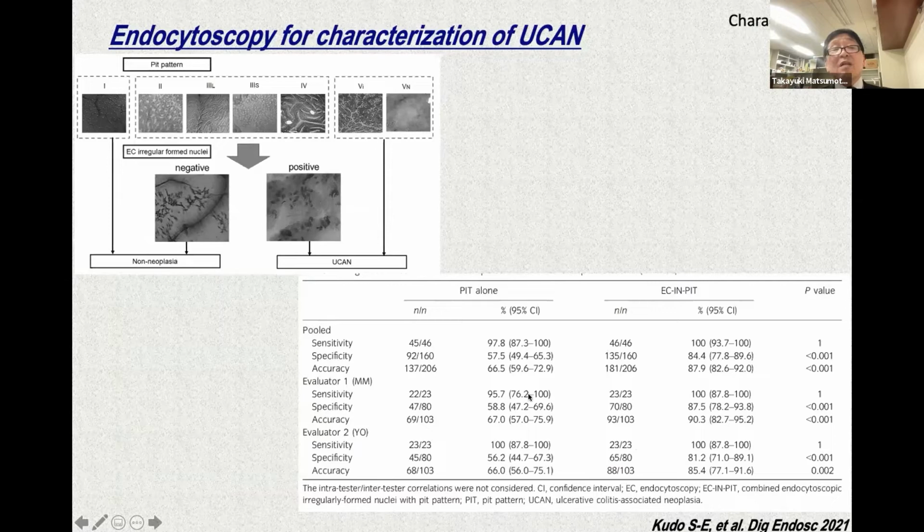Professor Kudo et al. tried to combine the pit pattern diagnosis and endoscopic diagnosis for the detection of dysplastic lesions in ulcerative colitis. As you can see in the slide, the combination of endoscopy with pit pattern increased the sensitivity and specificity when compared to pit pattern alone for the diagnosis of dysplastic lesions. This finding needs further validation.